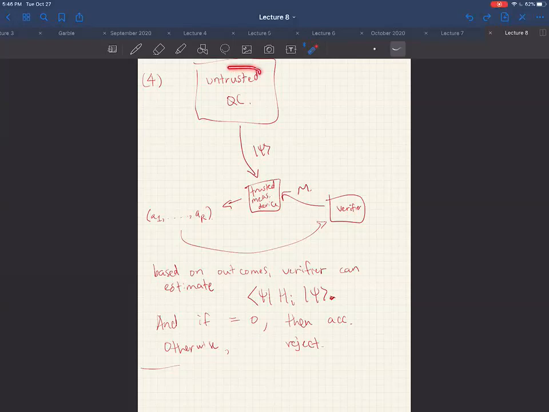So this untrusted quantum computer has no idea what term you're checking. The verifier at the beginning says, hey, quantum computer, generate me the supposed ground state. The quantum computer generates it, sends it over, and then the verifier will choose a random term to check. So the state cannot depend on the term you're checking. If it did, then actually that would be really bad.